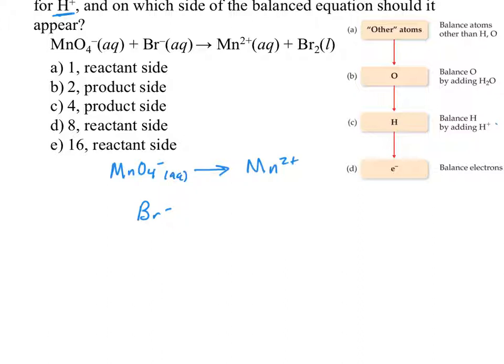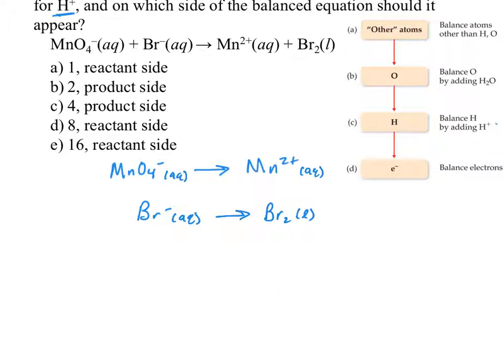Guess I should write my phases in. And that's going to form liquid bromine. So there's our half reactions. Again, I took the two species that weren't oxygen or hydrogen, found them on the reactant side, product side, made them into a half reaction, did that with what's left over. So manganese one, bromine one.